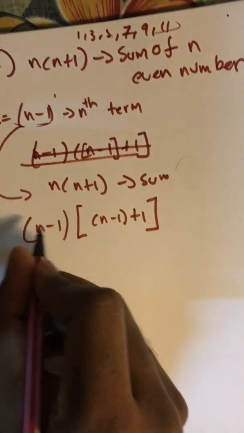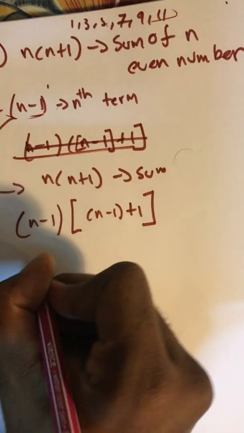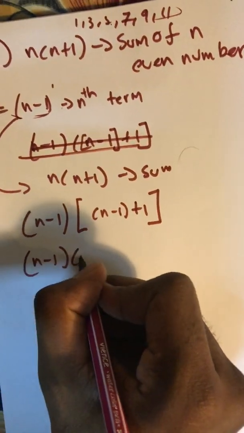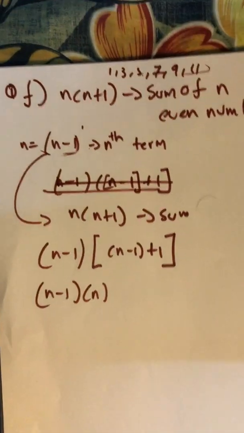Can you see? So actually this formula is from here, then from here. What I'm going to do first is solve the thing inside. Negative 1 plus 1 is 0, so you get n there. There you go, that's the answer.